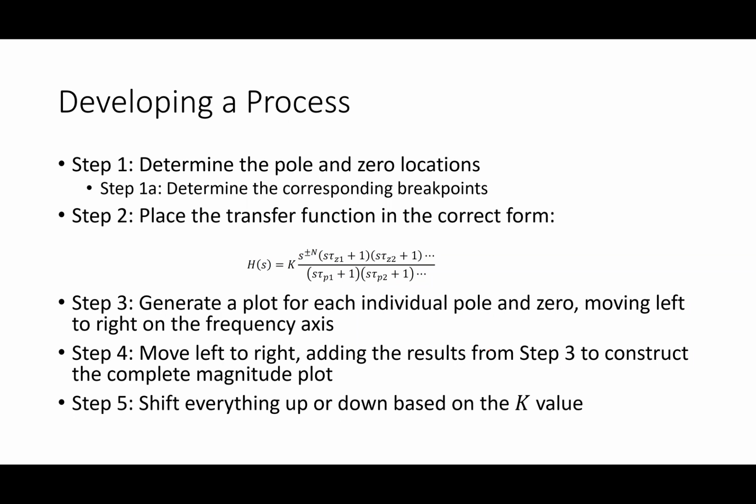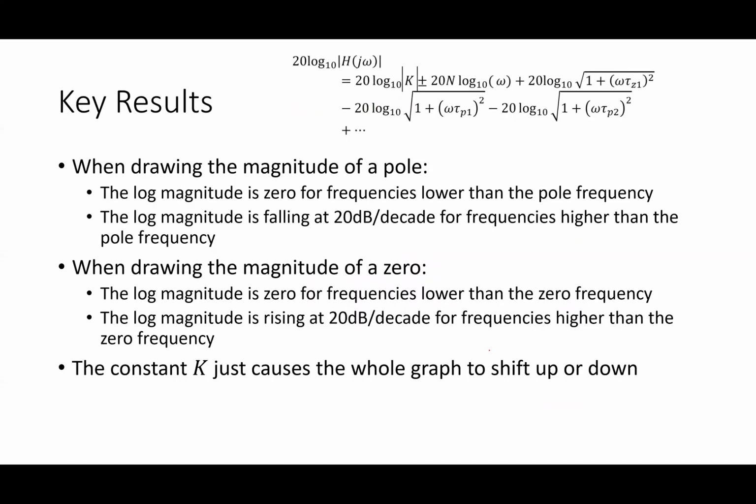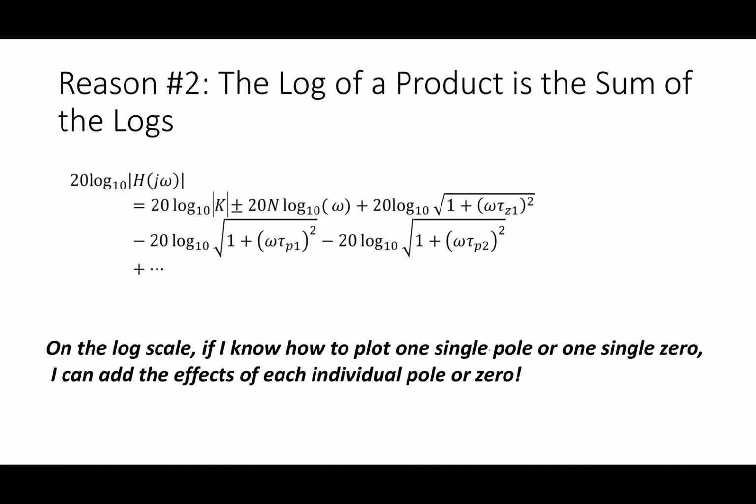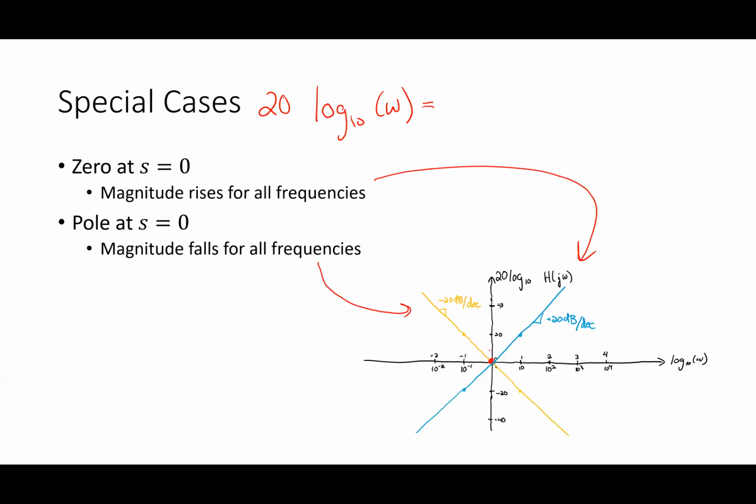Okay. So I do each individual pole or 0, and then I combine them all. Moving left to right, I add all those results, I put them all together. And then I shift everything up or down based on the K value, right? If you look at that K value, that multiplier in front, the log of a constant is just going to be a number for all frequencies. So that is either going to shift the whole thing up or down. So this turns out to be a really easy process. It looks complicated at first, but it turns out to be pretty easy.